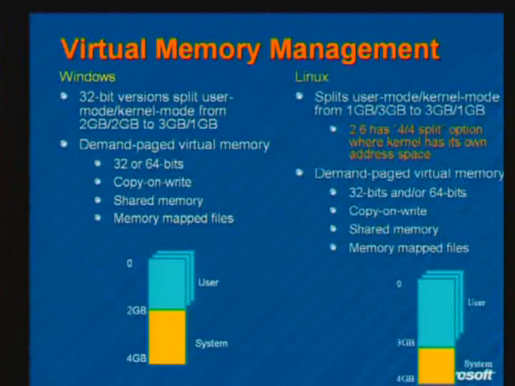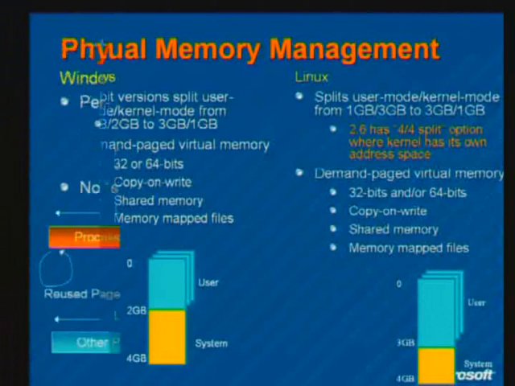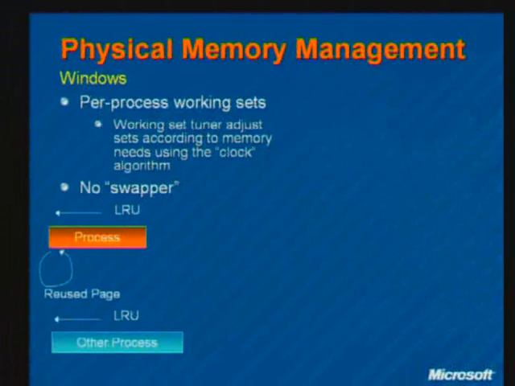The Linux Memory Manager supports all the things you'd expect, just like the Windows Memory Manager: 32-bit or 64-bit, copy on write, shared memory, and memory mapped files. So that's the way that Windows and Linux manage the virtual memory of the processes running on the machine. Let's talk about how they manage the physical memory. Physical memory management means you've got a fixed amount of physical memory. What processes do you let use that physical memory?